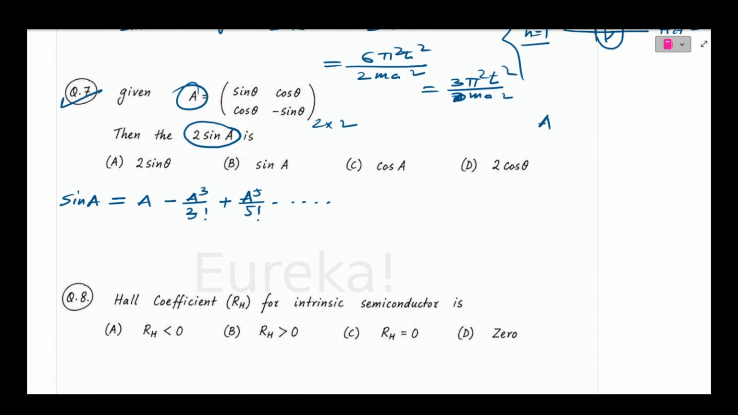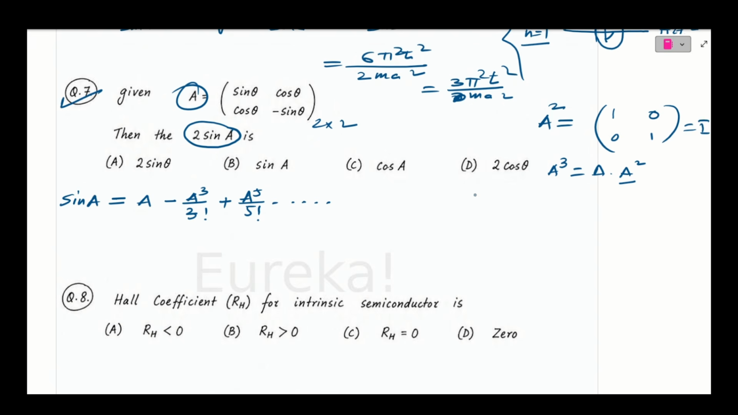So if we take the a squared, that means a times a. So if we do a times a, then it gives sin square theta plus cos square theta, so it will be 1, fine, and sin theta cos theta minus sin theta cos theta 0, 0 and 1. That means it gives the identity matrix. So again, if we take a cube, it is nothing but a into a squared. Since a square is identity, ultimately a cube is nothing but a.